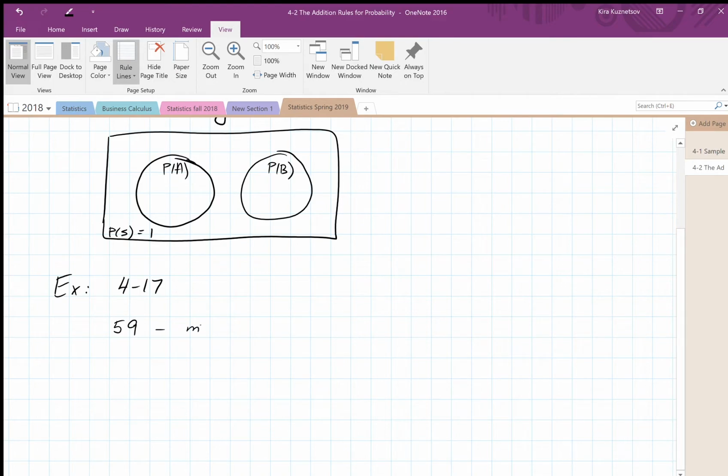So I have 59 mammals, 75 birds, and 68 types of fish. I'm interested in finding the probability of mammal or fish.